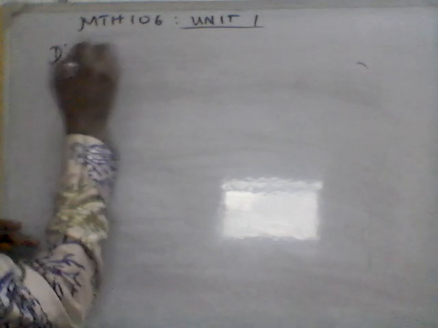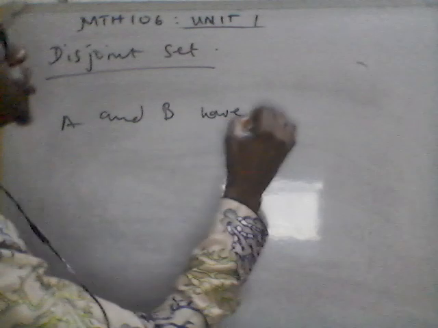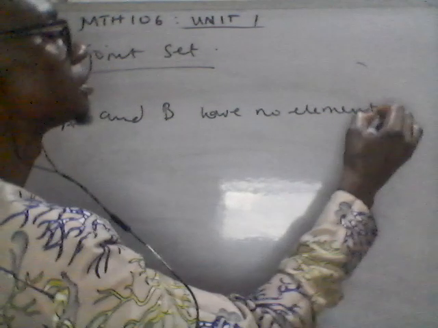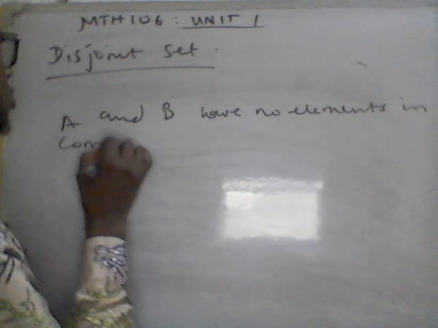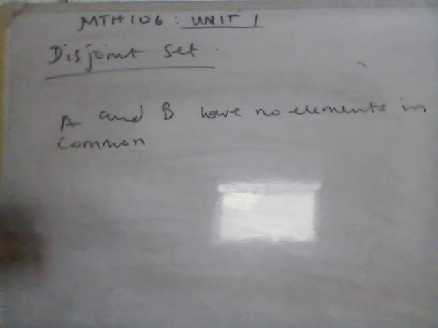Okay, so disjoint sets. If set A and B have no elements in common, as in nothing, no intersection, so if no element of A is in B and no element of B is in A, then we say that A and B are disjoint sets, or disjoint.